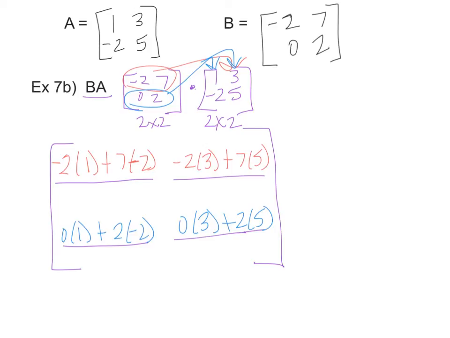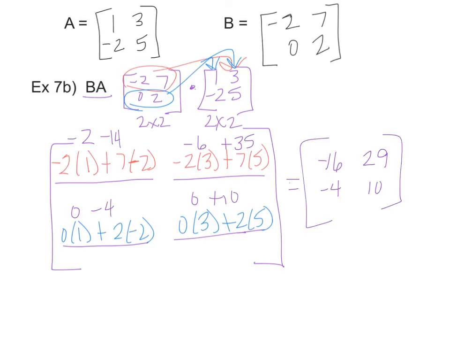All right. So then we get our answer out of this. And we have a negative 2 minus 14. So I get a negative 16. And a negative 6 plus 35. Oh, what is that? A positive 29. A 0 minus 4 is a negative 4. And a 0 plus 10 is a positive 10. So this is our answer if we have B times A.